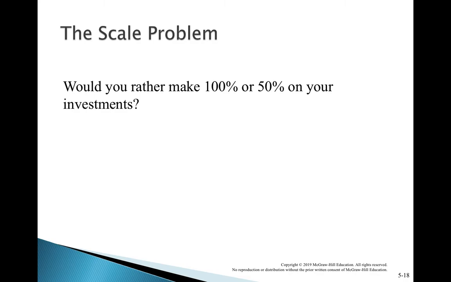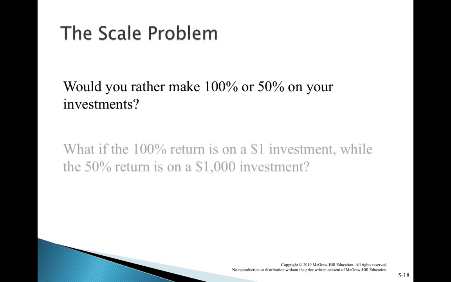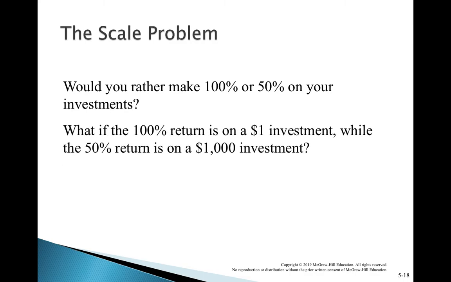Scale problem, I explained to you, 100% or 50%. If you have two projects, one is giving 100%, the other one is giving 50%, IRR will say 100% is better than 50%. But now, the 100% return is on $1, and the 50% return is on $1,000. Now you see, 100% return of $1 is equal to $1. 50% return of $1,000 is equal to $500. So in this case, 50% is better than the 100%. If we see the scale, IRR might be failing to answer the right project.